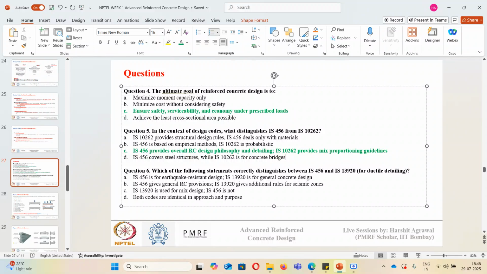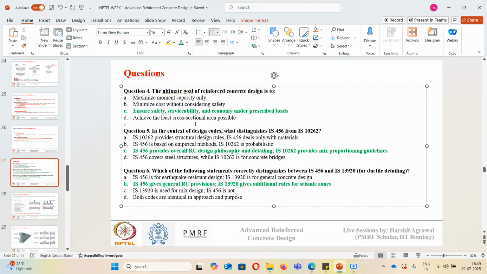So this is the base code, and this is a supplementary code specifically for concrete mixture proportion. Okay. Question number 6. Which of the following statements correctly distinguishes IS 456 and IS 13920? Okay. So the correct answer for this will be B. Okay. So IS 456 is again a guideline for design and construction of reinforced concrete in normal condition. However, in seismic zones, IS 13920 is used to provide additional detailing or ductile detailing requirements to enhance the energy dissipation and prevent any brittle failure during earthquake.